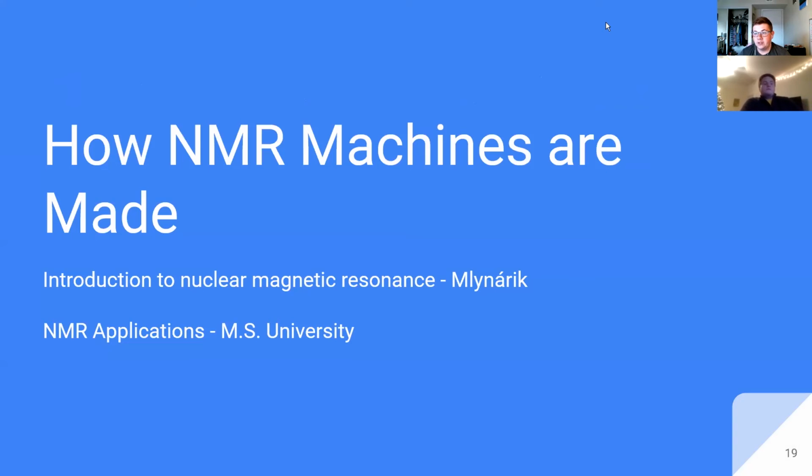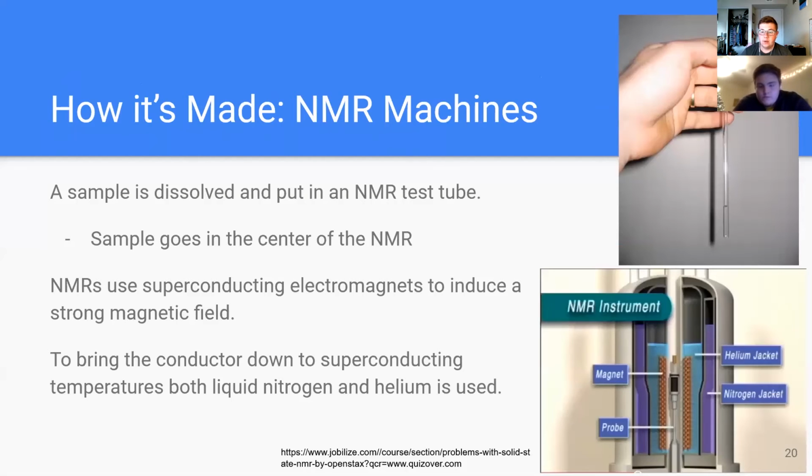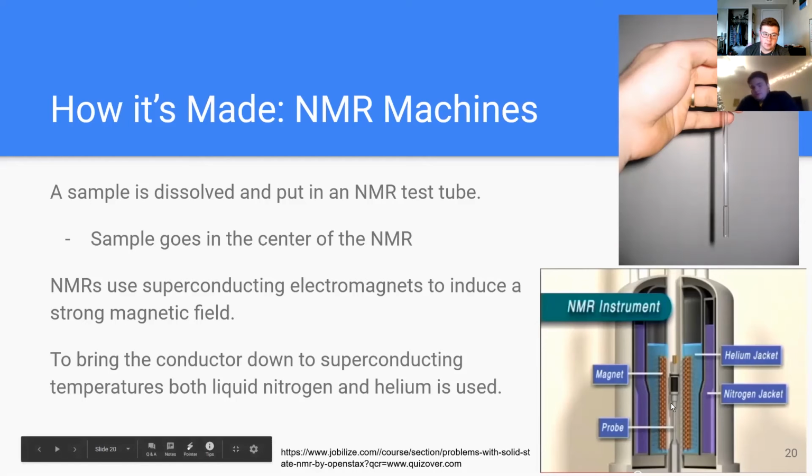Okay, so we talked a lot about the theory, but going more to the application side of things, this is how we take this magnetic resonance theory and put it into action. So NMR machines, as you saw on the previous slide, I talked about a test tube, and you can see the NMR test tube here at the top right. That is inserted into the NMR machine, which you can see on the bottom right. The sample is dissolved and put into this test tube and put into the center of this machine. And then you use electromagnets made out of superconductors.